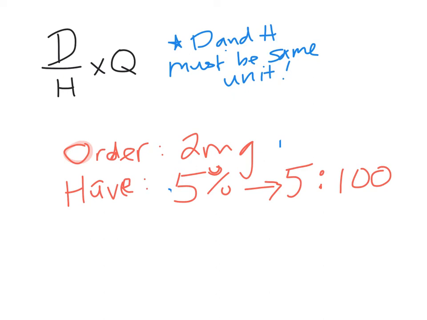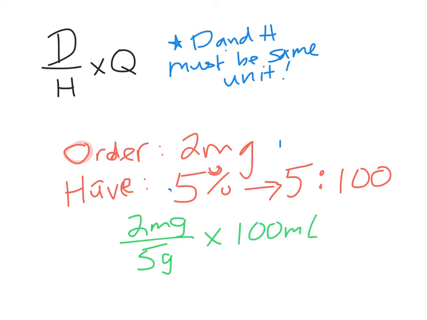So in this particular problem, we have 2 milligrams as our ordered dose, but our H is 5 grams, and our Q is 100 milliliters. We just have to remember that anytime we have a percent, that second number is going to be 100. But think of it the same way as ratios. And just know that percents are always out of 100, so write it as a ratio first.